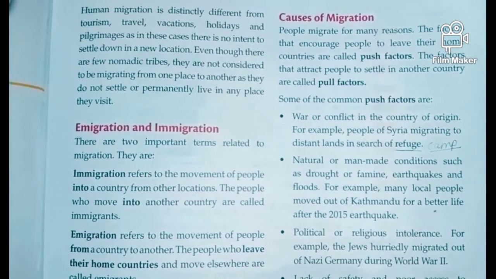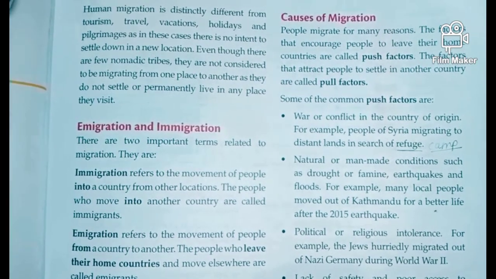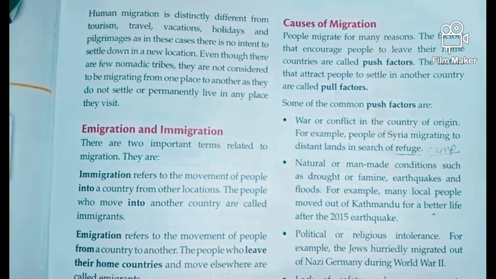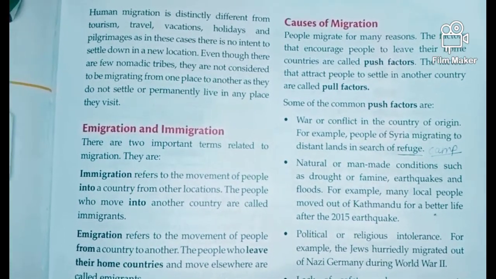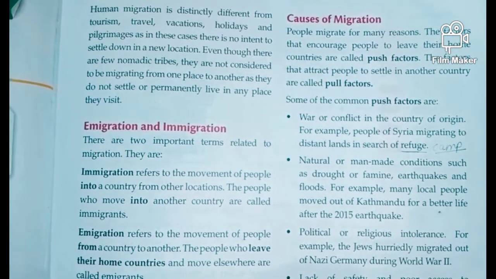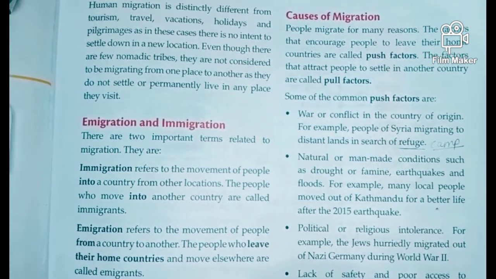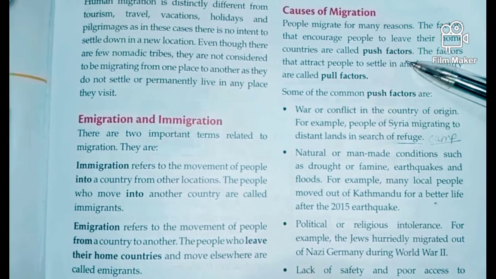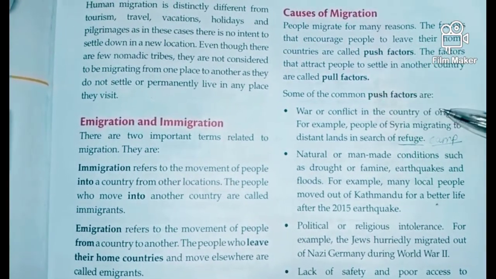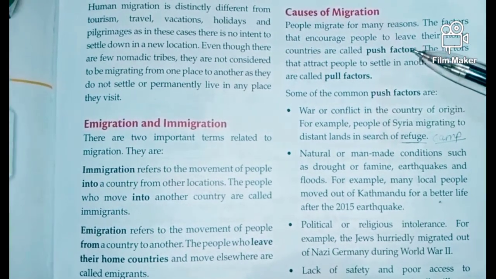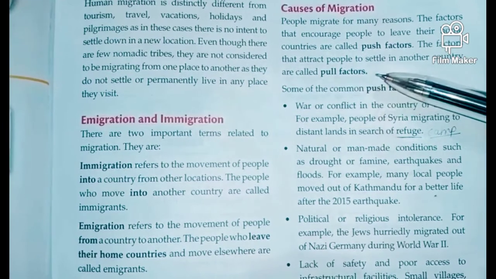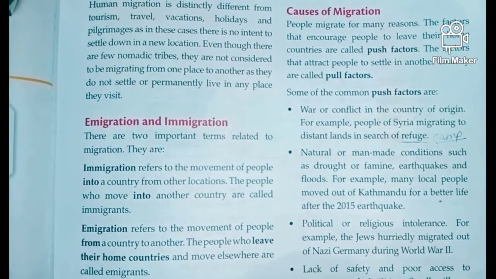There are many reasons that people migrate, but generally there are two factors which help people to move from place to place, and these two factors are called by the names: the first one, push factor, and the second, pull factor. Push factors are the force factors, pull factors are attractive factors for the people.